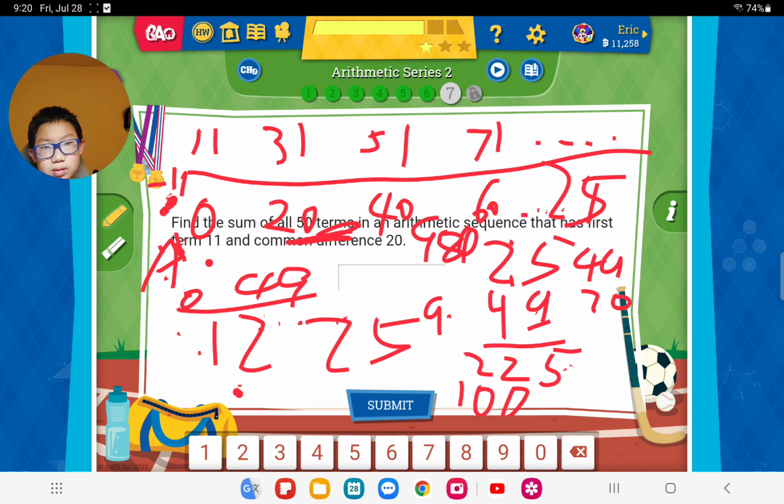I don't know. Each number we minus 11. How many numbers? 50. What's the sum of the 11? Each number we minus 11. So how many numbers? 50. So yeah, each number we minus 11 and there are 50 numbers.